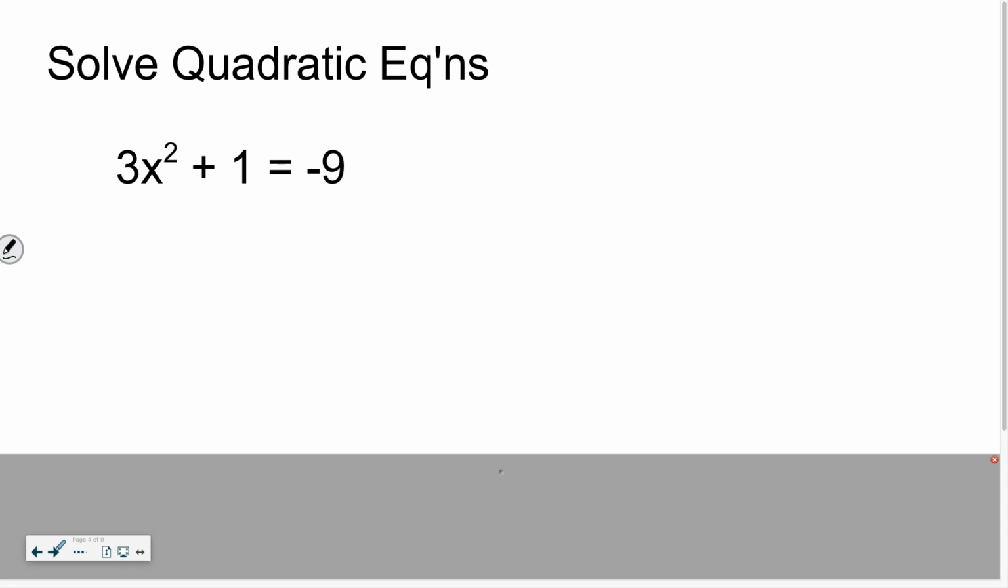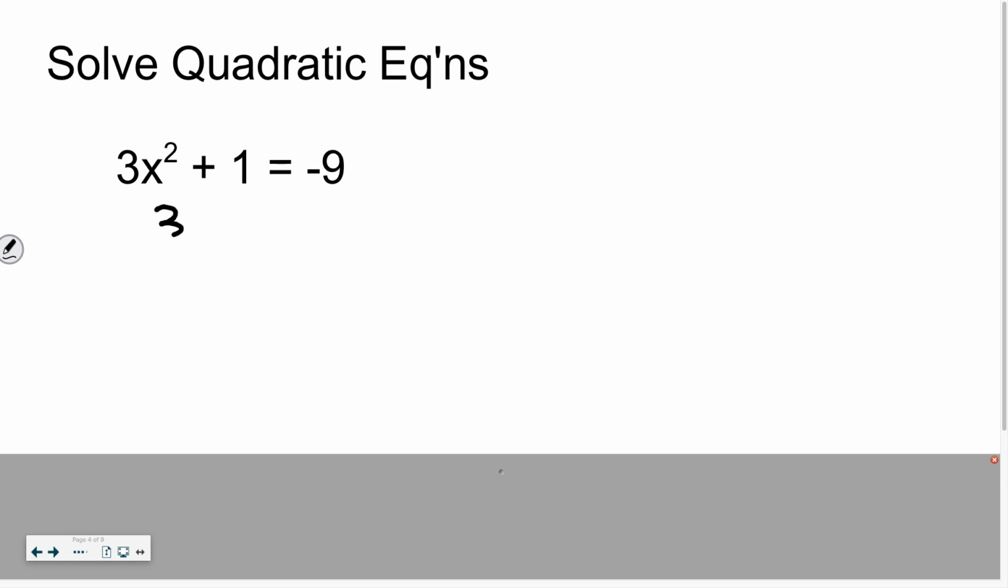Which method would you use to solve? Taking square roots or factoring? Taking square roots, because what do you see? Just one x squared in the equation. No other x exists. Can I get it all by itself? Yeah, I will subtract 1, divide by 3.